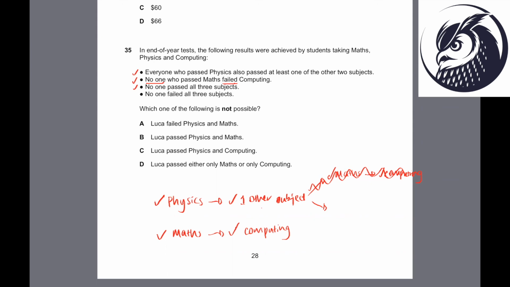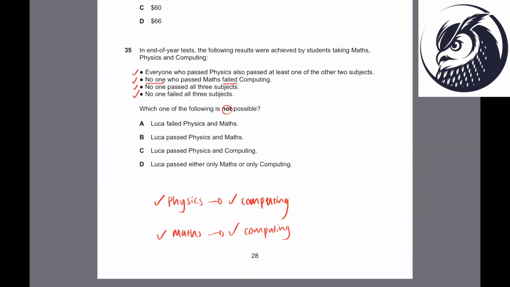So if I was to just reorganize our diagram, it should now just look like, if you pass physics, that means you also passed computing. Okay. So that's the information we have. We know that if you passed physics, you also passed computing. We also know that if you passed maths, you also passed computing. And then lastly, we also know that no one failed all of them and no one passed all of them. So with that in mind, which of the following is not possible?